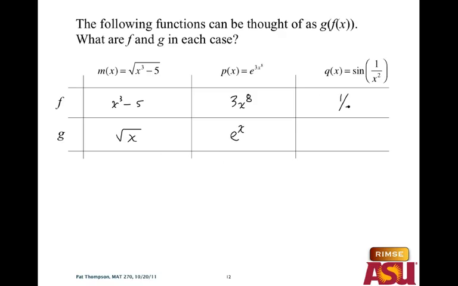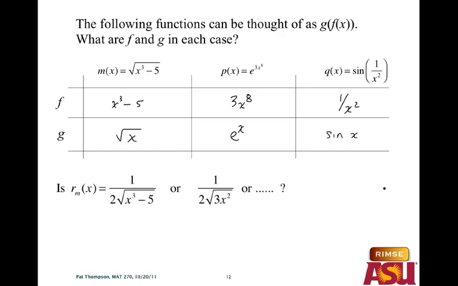Similarly here, first f goes through the process of 1 over x squared. We take that result and put it in the process sine. So all of these m, p, and q are what we call composite functions. There's a two-step process going on with the original x to get the final value of the dependent. Okay, so all these are composite functions, and we haven't seen a rate of change of these yet. So let's look at that first one.